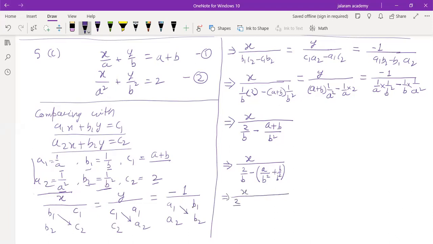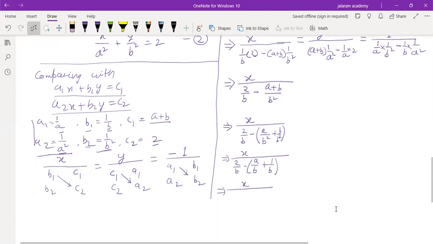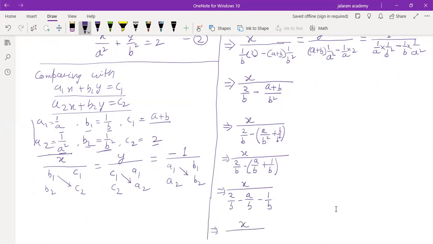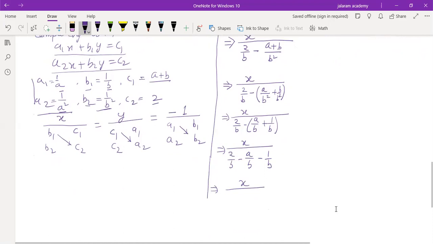This implies x upon 2 by b minus a by b square plus b will be cancelled out, 1 by b. Open the bracket: x upon 2 by b minus a by b square minus 1 by b. It implies x upon... Understood, everyone? First solve x only, the denominator of x.